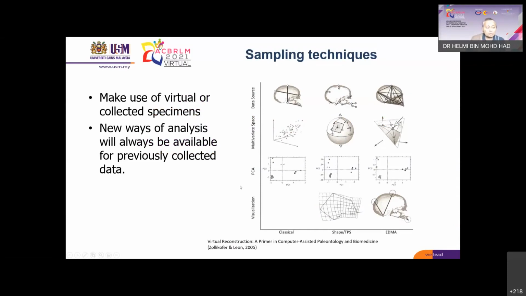But as we move forward, we have shape or thin plate splines. Shape or thin plate splines make use of similar landmarks for a location. So it compares between average landmarks for a given location. And then we move forward to Euclidean distance. Euclidean distance here compares all the landmarks, and from all the landmarks, it makes an analysis. So as we move further towards the future, from the same sample, we can get more results from it.